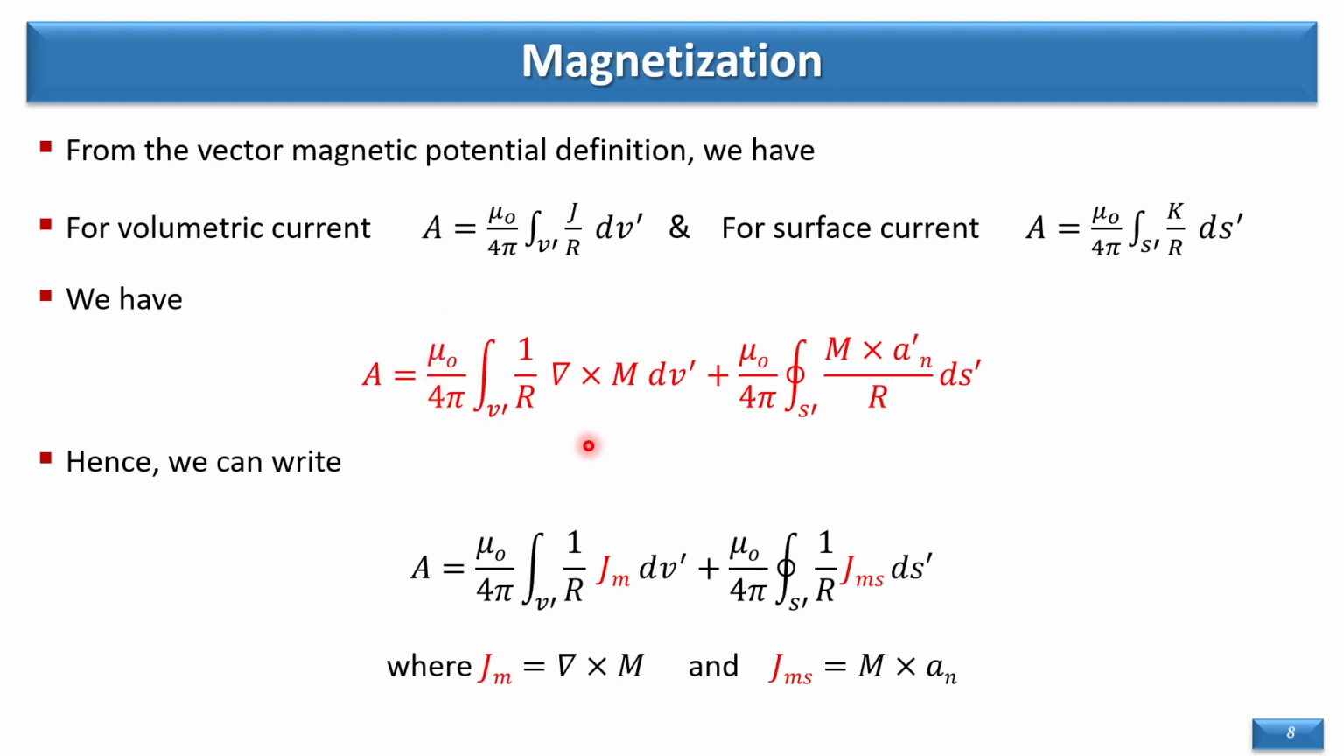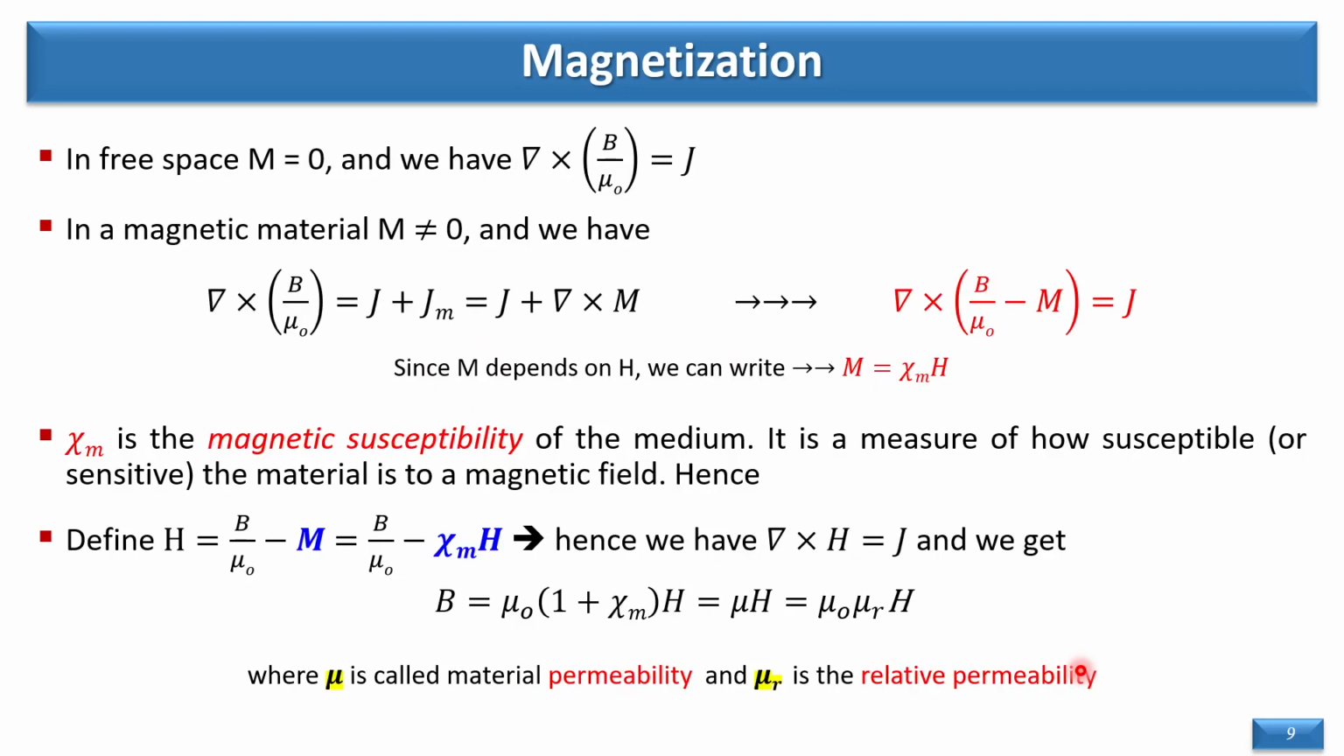One part is the Jm, the volumetric magnetic moment equivalent, sort of like a current, and another is a magnetic surface current. Jm equals curl of M, Jms equals M cross An. So these are the mathematical model for the effect of magnetization.